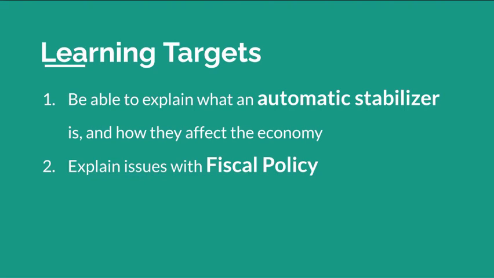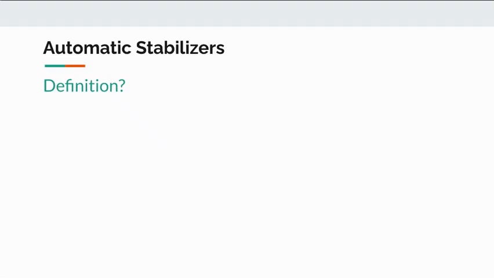Our learning targets for today are to be able to, one, explain what an automatic stabilizer is and how they affect the economy, and two, explain issues with fiscal policy. So let's start with automatic stabilizers.